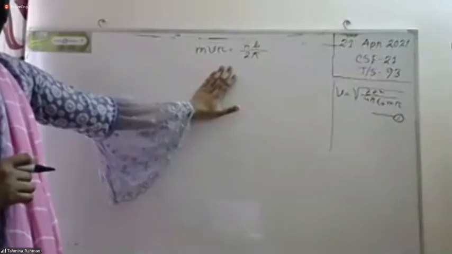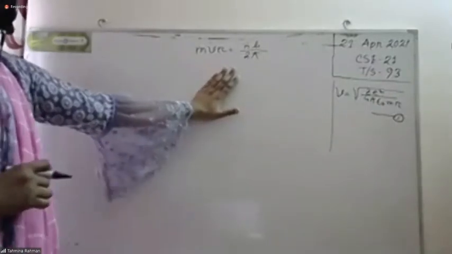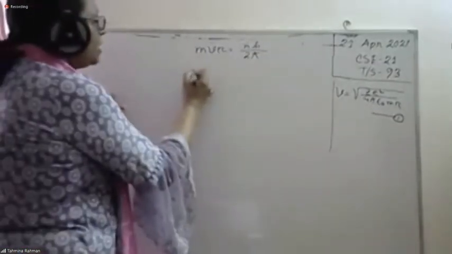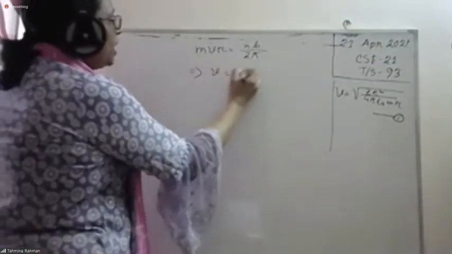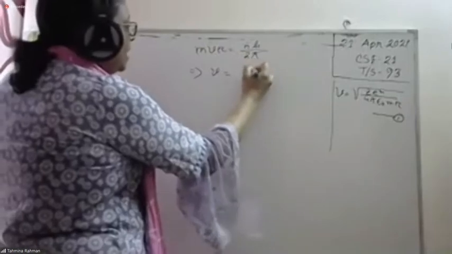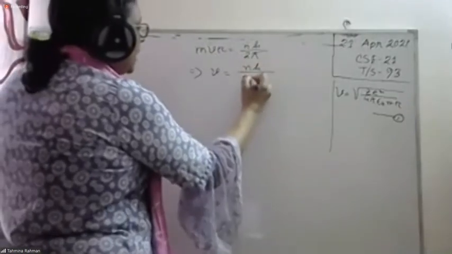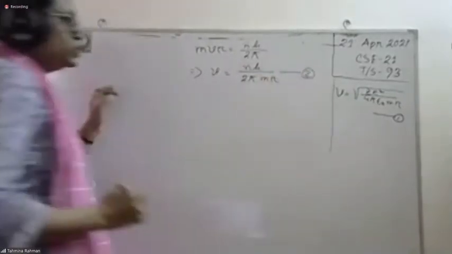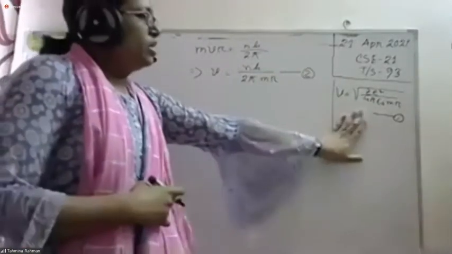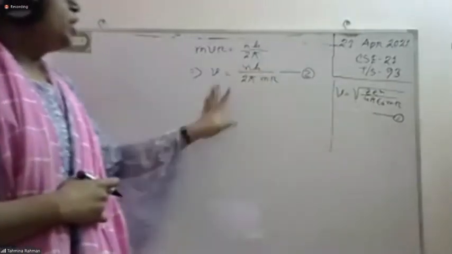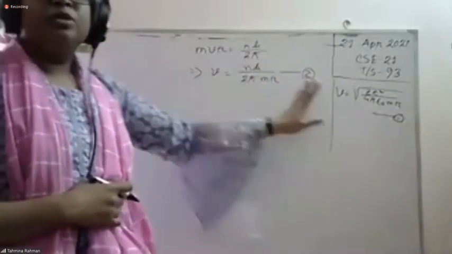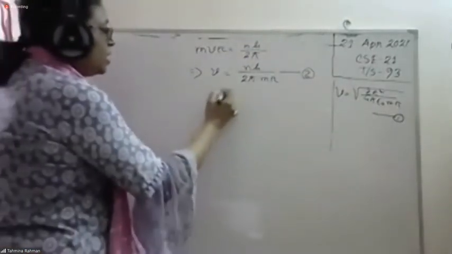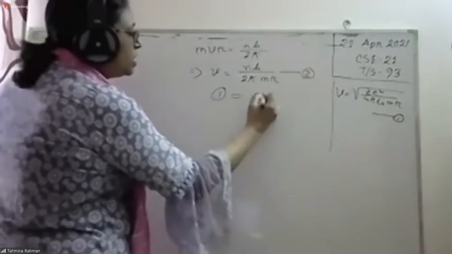This we get from our fourth postulate. So from here we can derive one expression for v. So v equal to nh by 2 pi mr. This is our equation number 2. Equation number 1, v. Equation number 2. So these both are the expression of the velocity. So we can equate equation 1 equal to equation number 2.